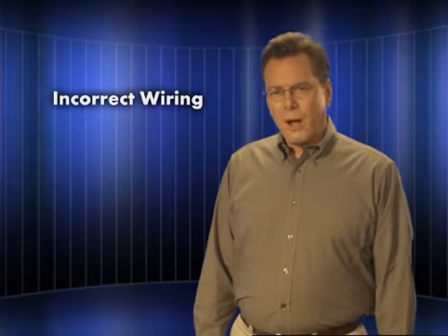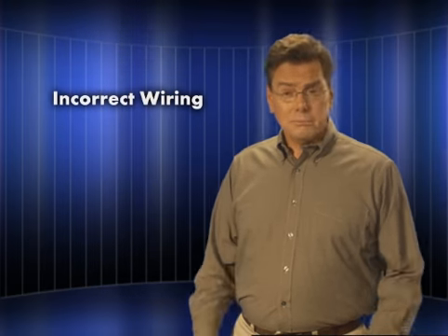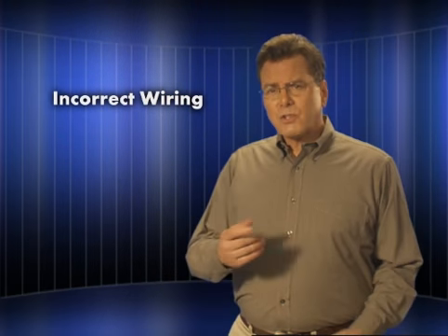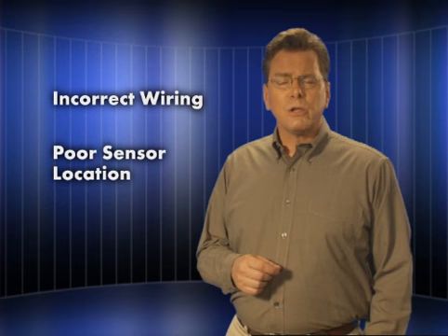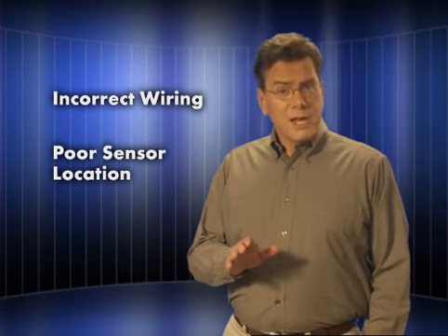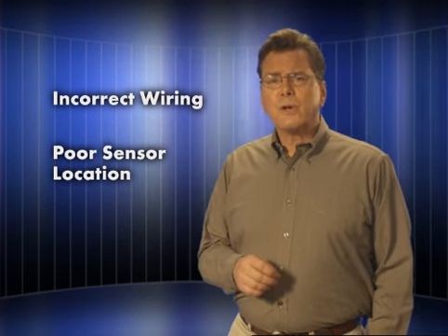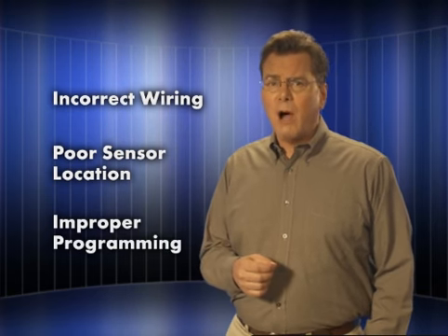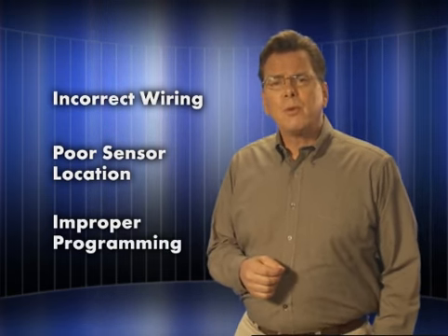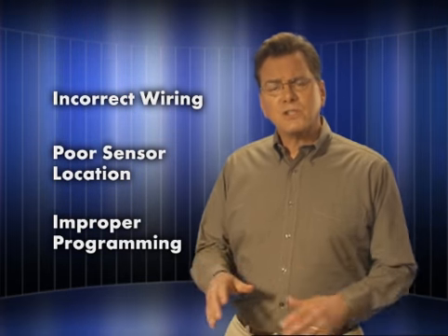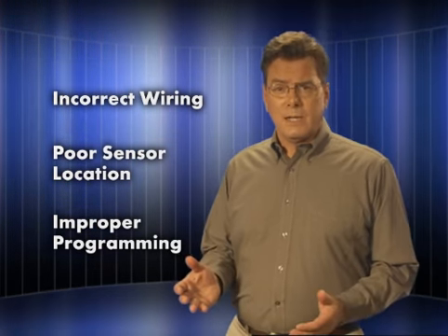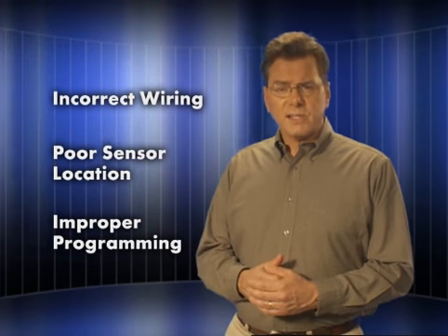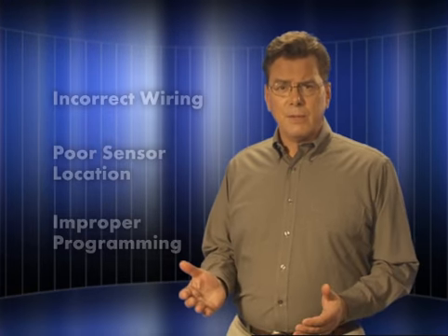Common problems with outdoor reset installations are incorrect wiring, most often not supplying voltage to the boiler demand circuit; poor sensor location, because if sensors are in a poor location, then the control gets poor input and will provide poor output; and improper programming of the settings to match the specific job or location. These include outdoor design temperature, boiler design temperature, and the type of terminal units used.